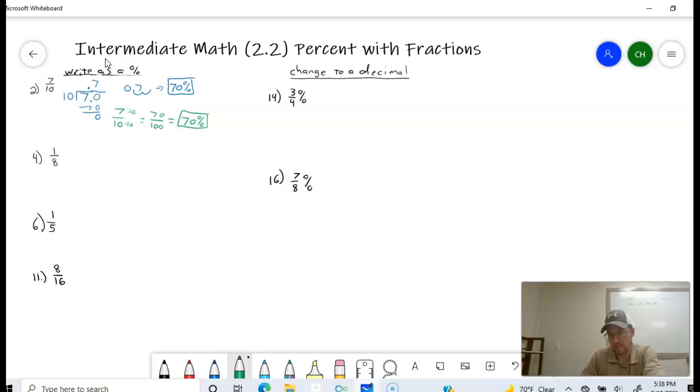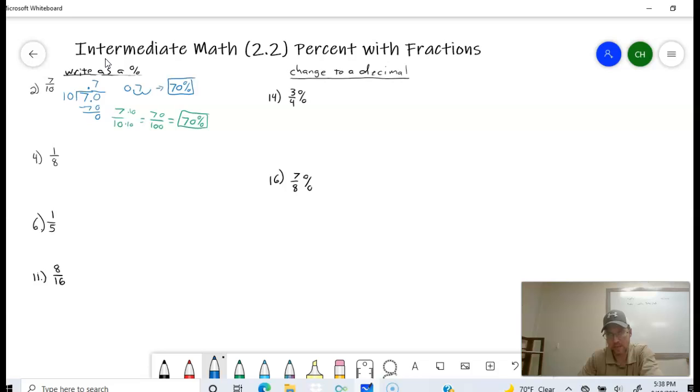So if it's something like, if you have a 5, a 10, a 20, a 50 in the denominator, you can easily turn those into 100 and do the same thing to the top, and it'll be faster than doing long division. Okay, so each one of these I'm going to look at that.